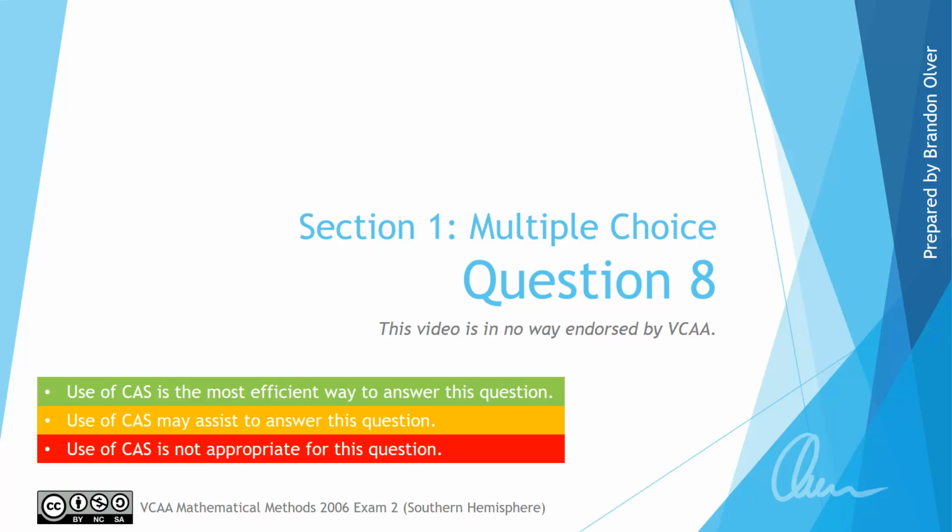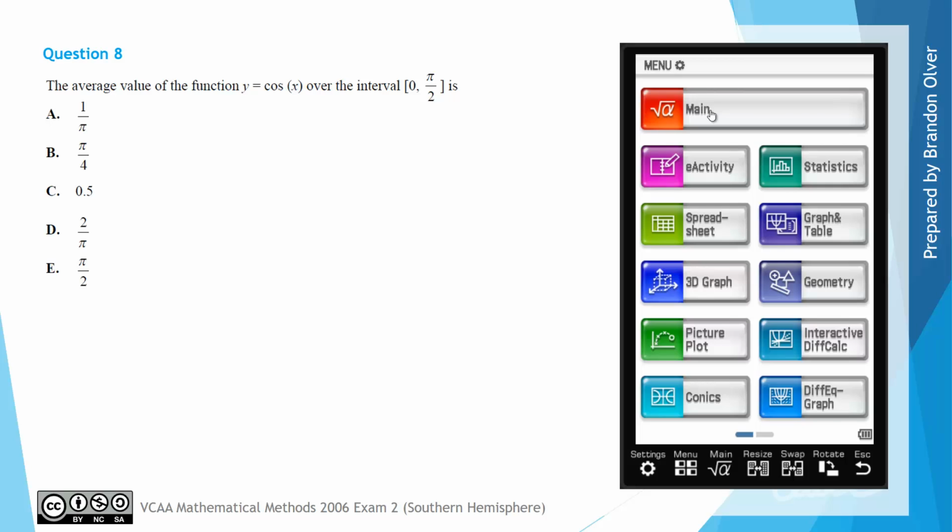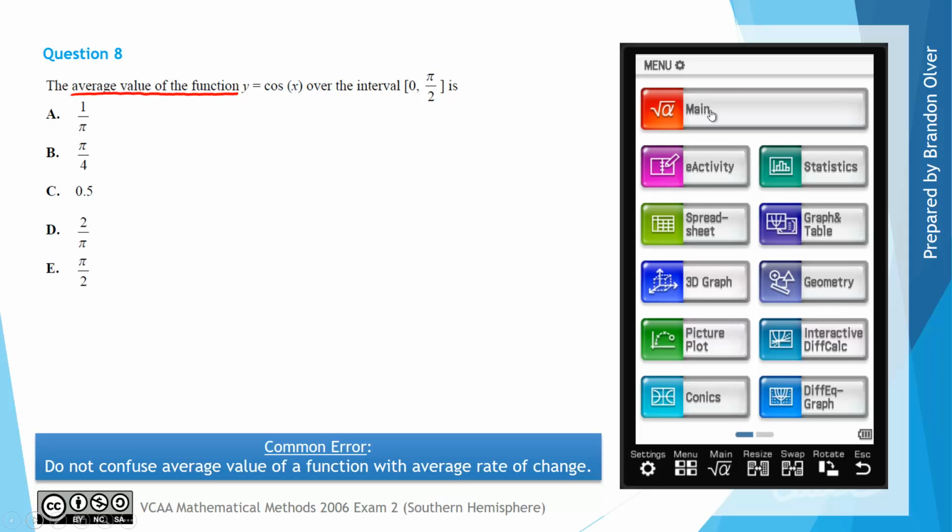Before we move on, I'd just like to point out that the use of a CAS calculator is an efficient way to approach this question. For question 8, we're asked the average value of the function y equals cos of x over the interval 0 to pi on 2 is given by one of the following. It's really important not to confuse average value of a function, which is what we're asked to calculate here, with the average rate of change. It's just a common one that students often confuse in exams.